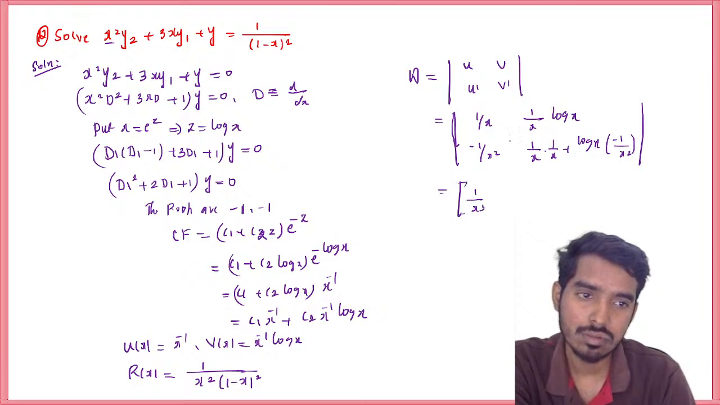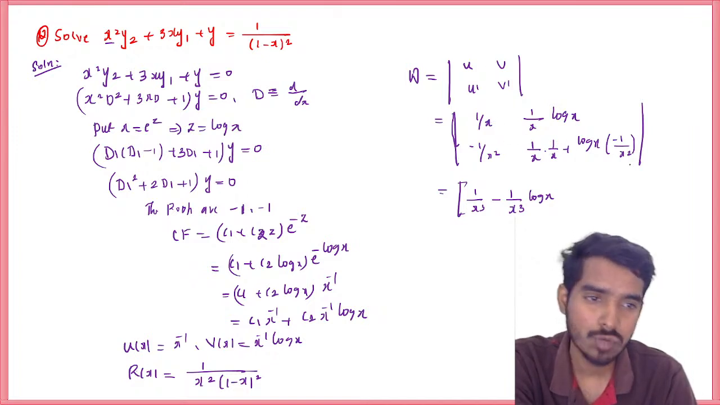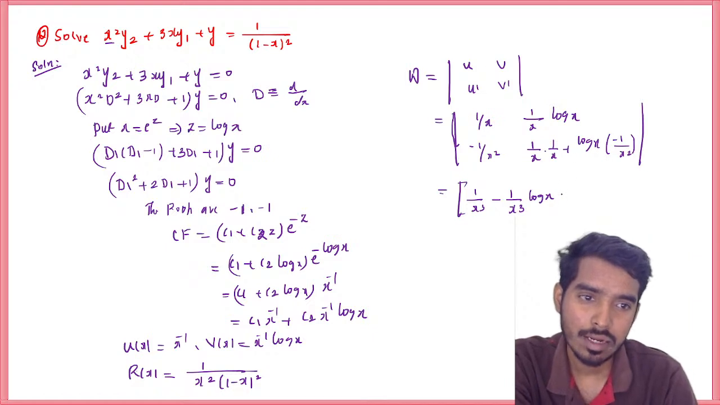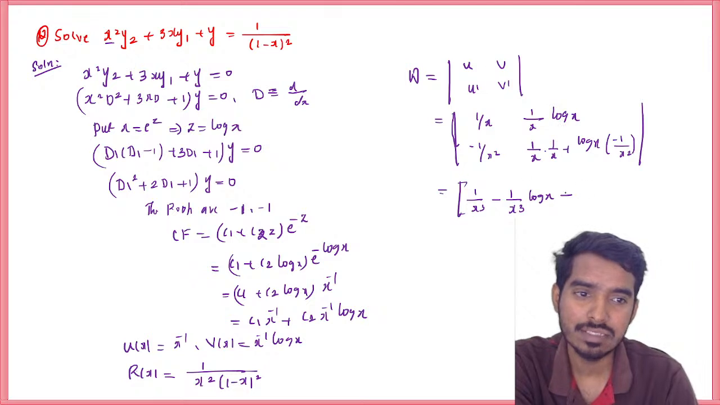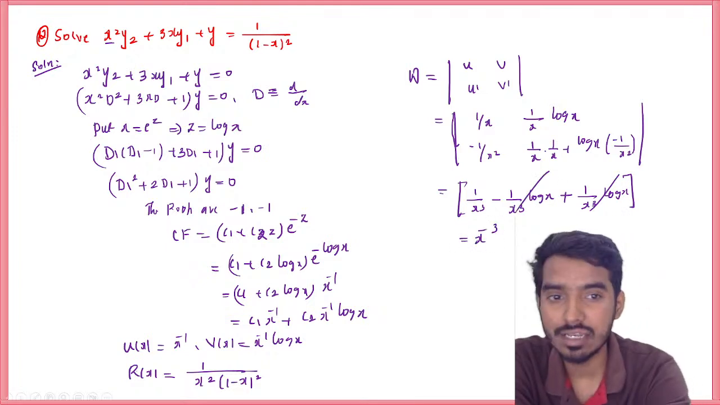1 by x, minus 1 by x log x, right? This is the determinant: 1 by x into 1 by x square is 1 by x cube. And we have minus here, so minus 1 by x square into 1 by x is minus 1 by x cube log x. And in between you have minus 1 by x log x into this. Minus minus will be plus here. Yeah, 1 by x log x gets cancelled. X power minus 3 is the Wronskian, right?